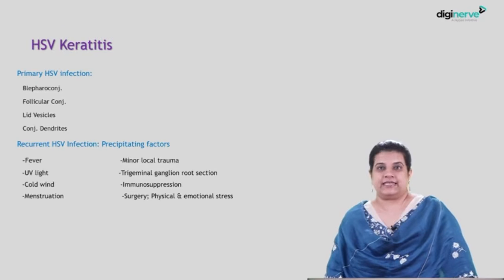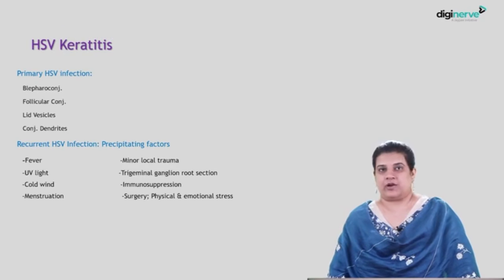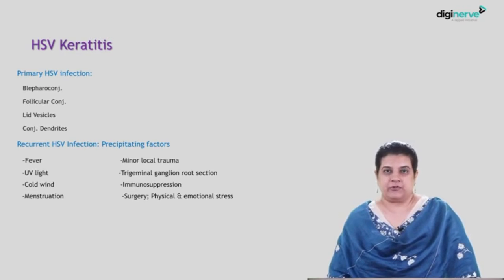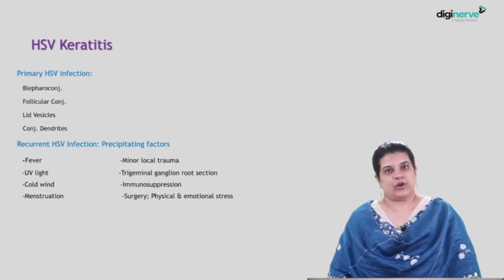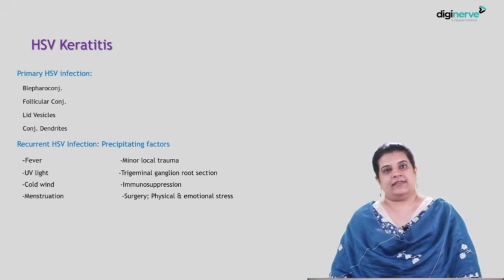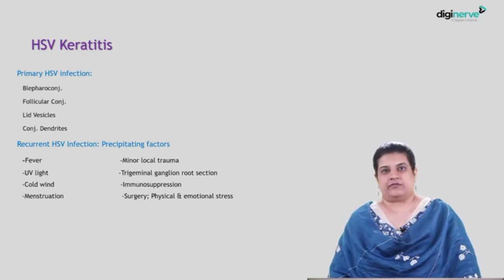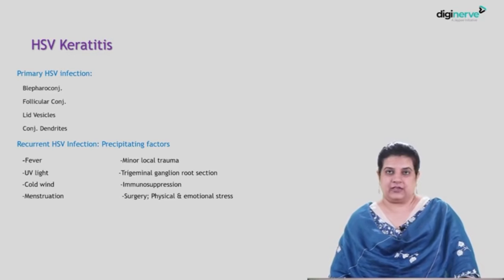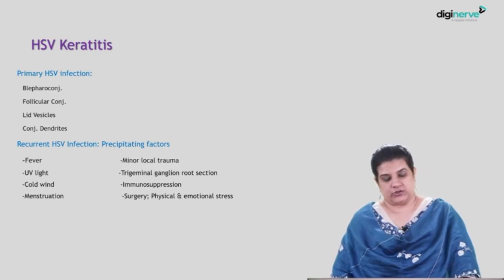Herpes simplex virus keratitis, in this the infection can either be primary or recurrent. Primary herpes simplex virus infection can present as blepharoconjunctivitis, follicular conjunctivitis, lid vesicles or as conjunctival dendrites. Recurrent infection happens if the patient is predisposed to some of these factors, and that leads to reactivation of dormant virus that has been sitting in the ganglia. So the causative precipitating factors can include fever, any physical or emotional stress, immunosuppression, minor local trauma, exposure to UV light or cold wind.